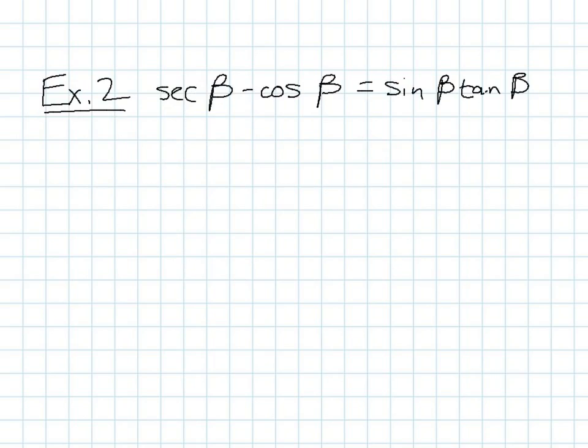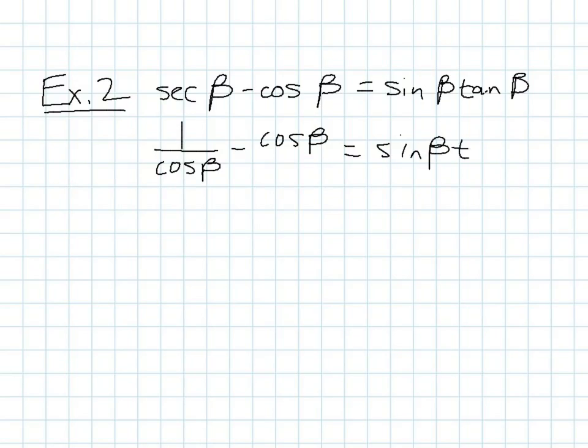Example 2: Now I have secant beta minus cosine beta equals sine beta tangent beta. Here somehow I'm supposed to be able to get two things that are subtracting from one another to turn into multiplication. Same technique: try to make them into terms of sine and cosine first. Secant we can change to 1 over cosine of beta. Cosine is already in terms of cosine, so I don't really have to do anything to it.